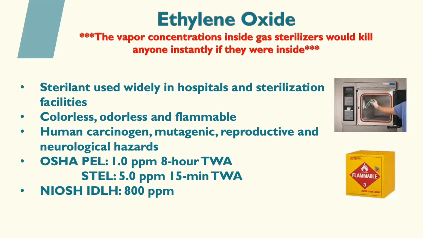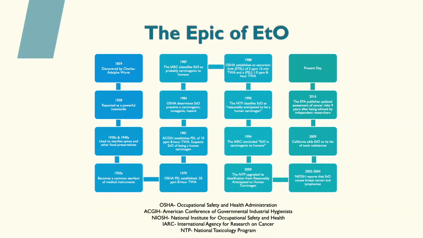The epic of ethylene oxide. In 1859, it was discovered by Charles Adolph Wurtz. In 1929, it was reported as a powerful insecticide. In the 30s and 40s, it was used to sterilize spices and other food preservatives. Then in the 1950s, it became a common sterilant for medical instruments. In 1970, OSHA established a PEL of 50 parts per million for an 8-hour time-weighted average. Now remember that number: 50 parts per million for an 8-hour time-weighted average.